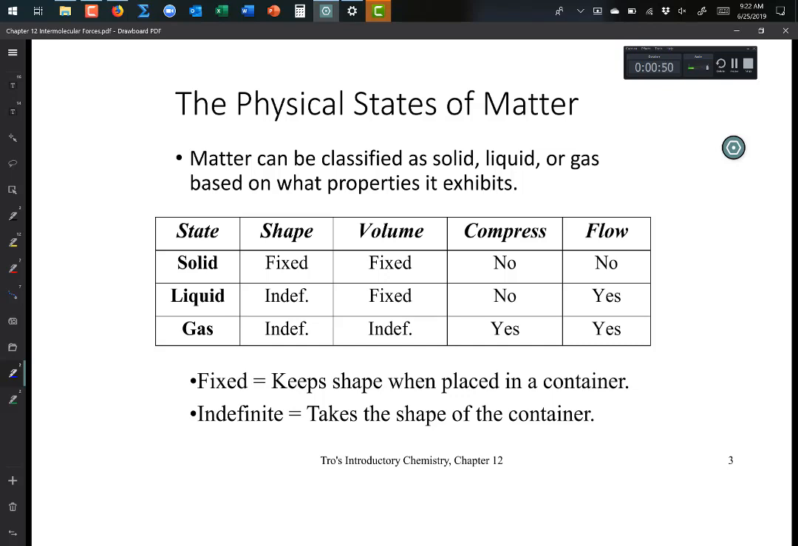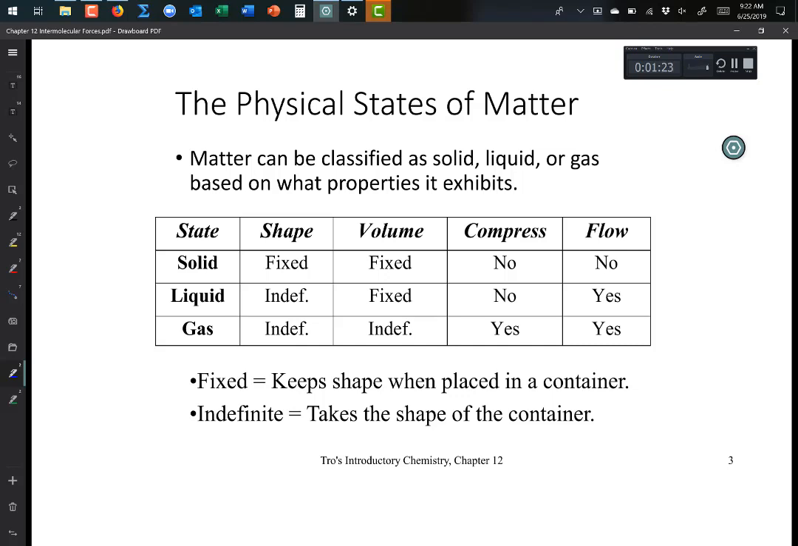So liquid, the shape is indefinite because it flows. Another term for liquid is fluid. And a liquid will flow, or has fluidity, and will flow around an object. The volume is still fixed. So regardless of the container that it's in, it'll still have its same volume. You can't compress it, and it flows. It has fluidity.